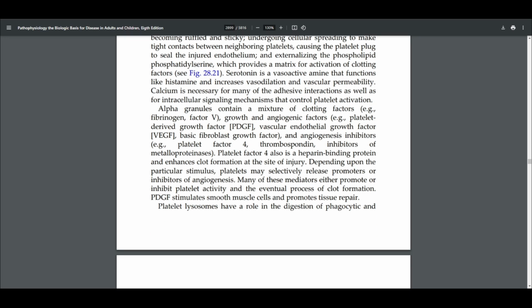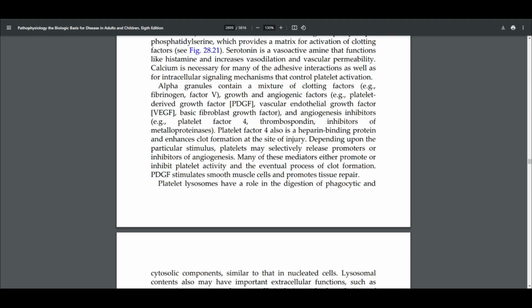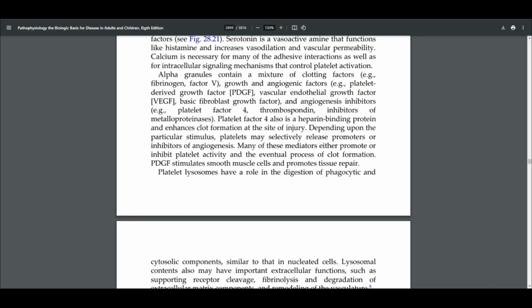Alpha granules contain a mixture of clotting factors, your fibrinogen and factor V, growth and angiogenic factors, and angiogenesis inhibitors. Platelet factor IV is also a heparin-binding protein that enhances clot formation at the site of injury. Depending upon the particular stimulus, platelets may selectively release promoters or inhibitors of angiogenesis. Many of these mediators either promote or inhibit platelet activity and the eventual process of clot formation. Your PDGF stimulates smooth muscle cells and promotes tissue repair.